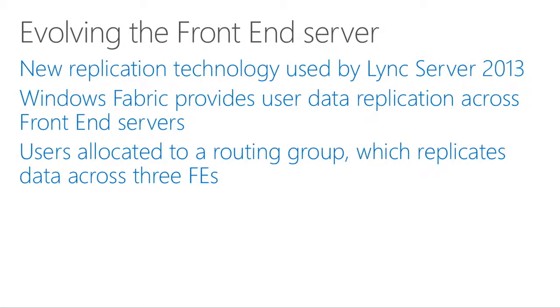And so what Windows Fabric does is provide replication across front-end servers. So I'll have a primary, secondary, and tertiary front-end server, and the user data is stored on each of those, and Windows Fabric replicates those around for me. And when users are enabled, they're allocated to a routing group, and that routing group gets replicated across those three front-end servers that I talked about.